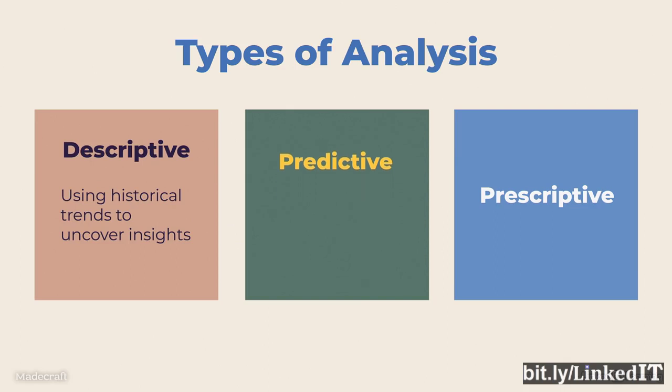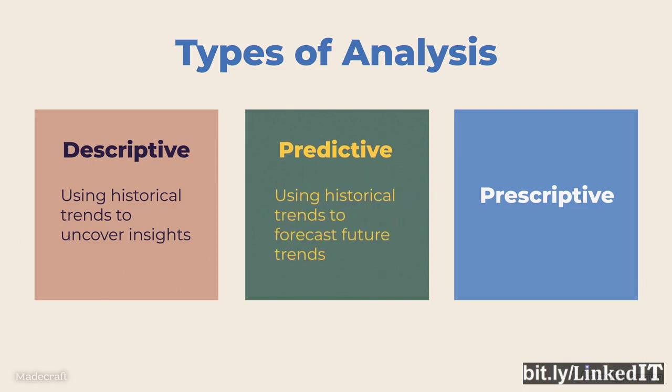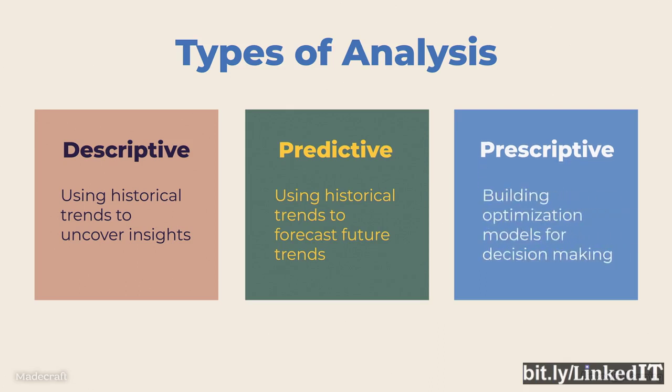Next, we have predictive, and this is the intermediate stage. Here, you can look at your historical trends to build future forecasts. And finally, we have prescriptive, and this is the most advanced stage of analysis. Here, you build optimization models so that you're not only looking to the future, but you're looking to make the right decision in the future.